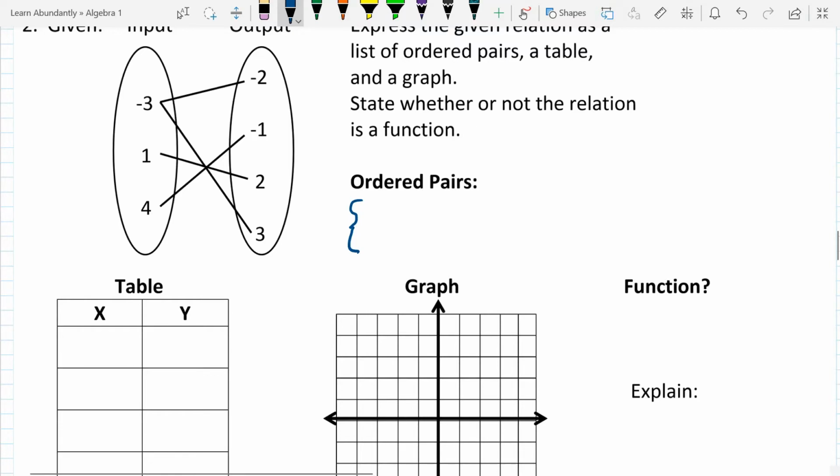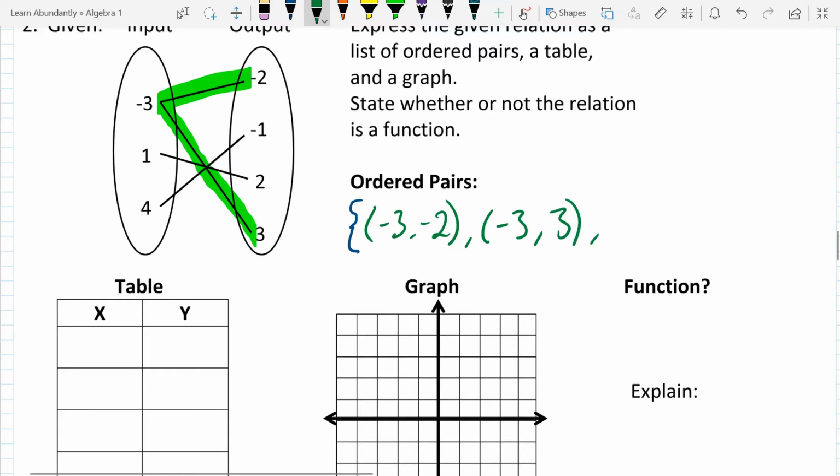So my first line I see is from -3 to -2. -3, comma, -2. Now I'm going to put a comma. Next line I see is from -3 to +3. Put a comma, and the next one I see is from 1 to 2.